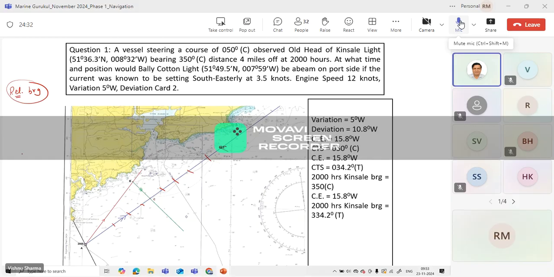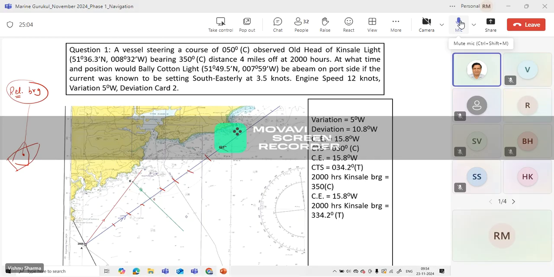You see, if a ship is here and the ship is heading like this, then if you say something is right ahead, the object has to be somewhere here. But in the same position, I change the course of the ship. Now the same object is no more right ahead. So these are relative bearings. Relative bearings can be converted into true bearings by applying the course to steer. On the chart, we cannot plot the relative bearing. On the chart, we'll plot the true bearing.